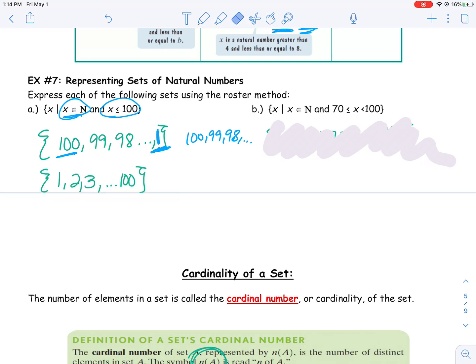Or, because order doesn't matter, maybe you started at 1, you went 1, 2, 3, dot, dot, dot, but then you stopped it at 100.